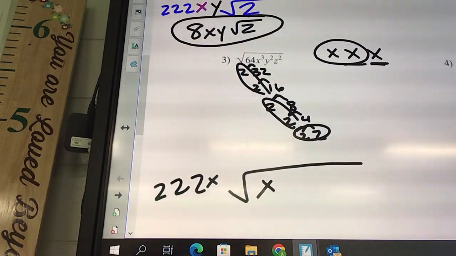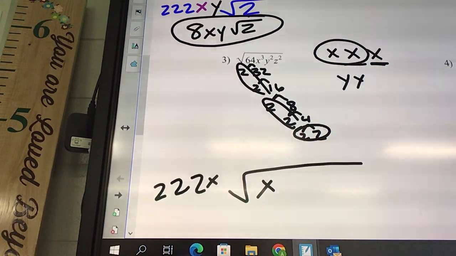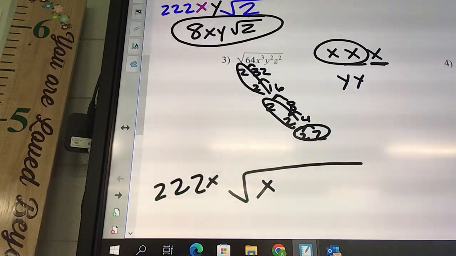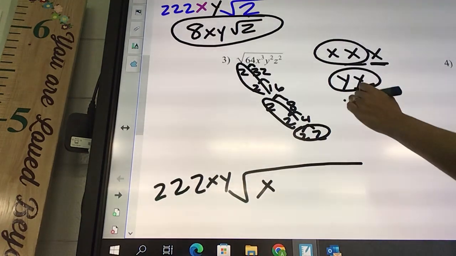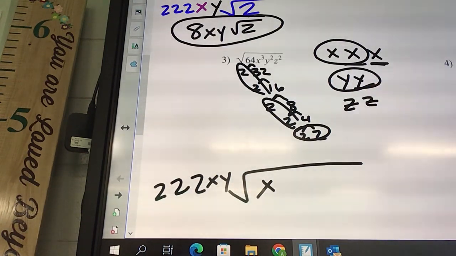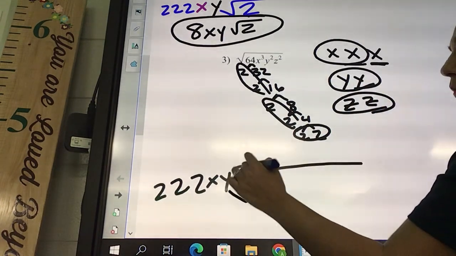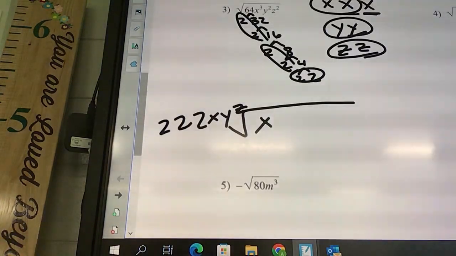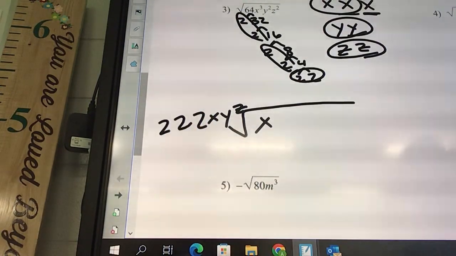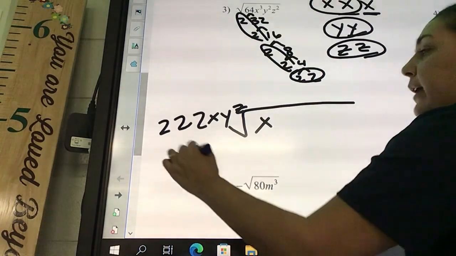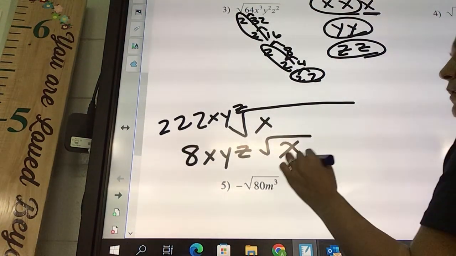How many Y's do I have? 2. Okay, how many groups of those guys can go? 1 group. Okay, and then I have 2 Z's. How many groups of those guys can go? 1 group. Okay, so what are you going to do with these on the outside here? Multiply them. So 2 times 2 times 2? 8xyz square root of x.